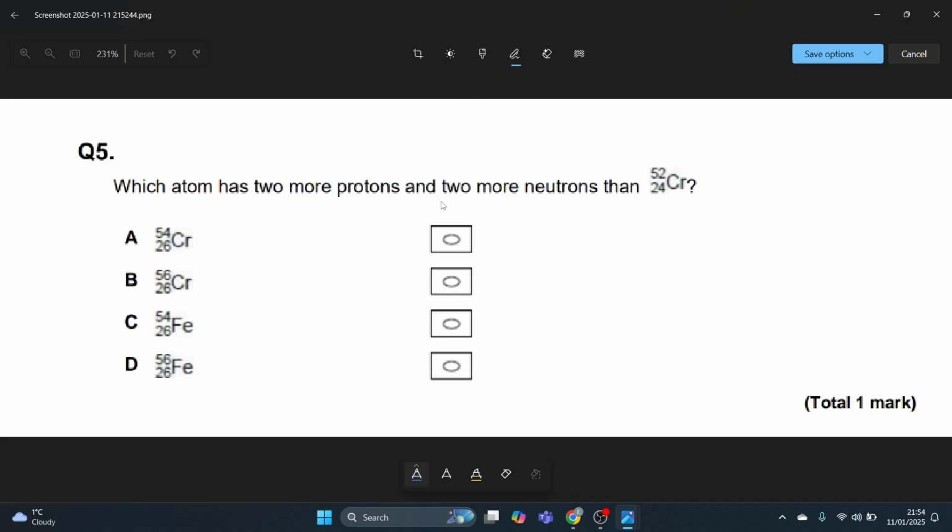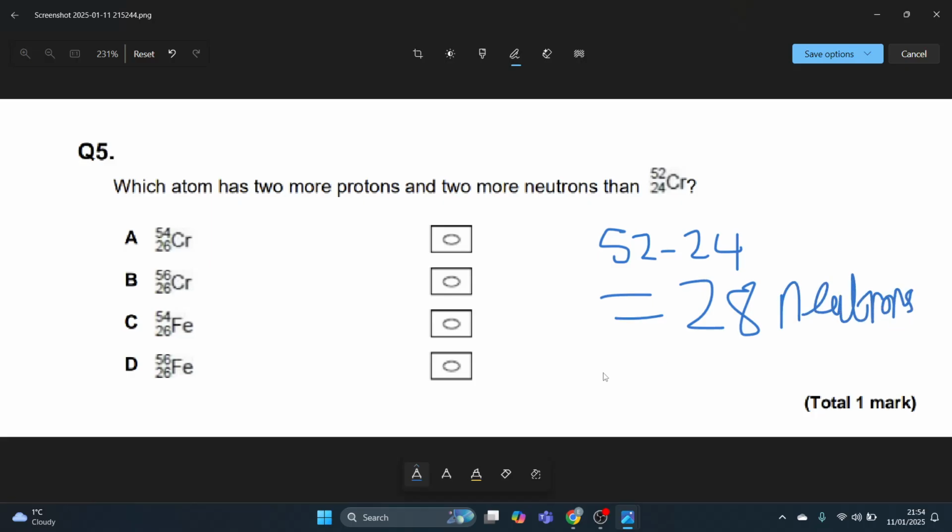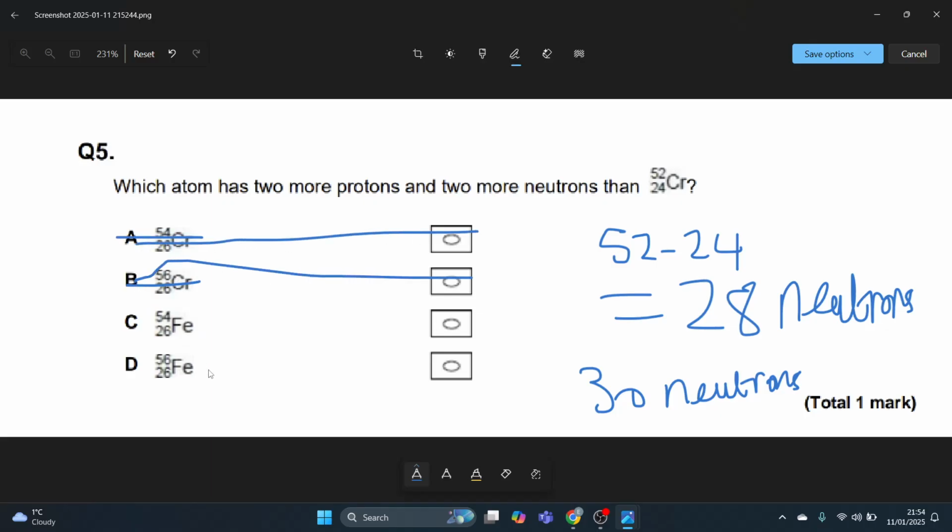Question 5, which atom has 2 more protons and 2 more neutrons than this? First thing I would do, calculate the number of neutrons. 52 minus 24, 28 neutrons, but it wants 2 more neutrons, therefore it's got to have 30 neutrons. 2 more protons, and therefore the bottom number has got to be 2 more than 24, 26. Therefore 26 is going to be a different atom, it's going to be iron. So it can't be A and B. And because it's got 30 neutrons, 56 minus 26 will give me 30 neutrons, whereas 54 minus 26 won't give me 30 neutrons.